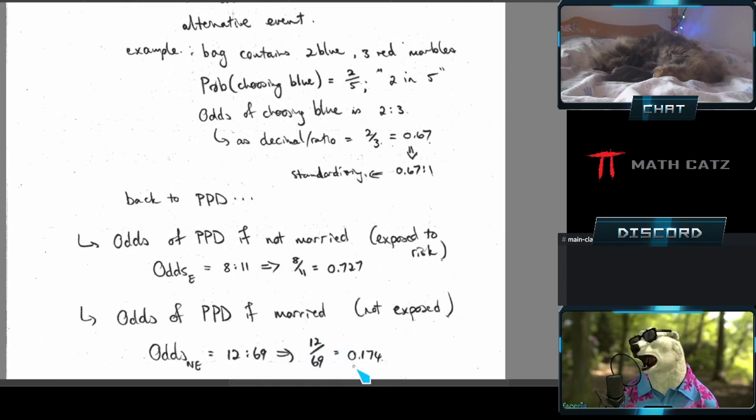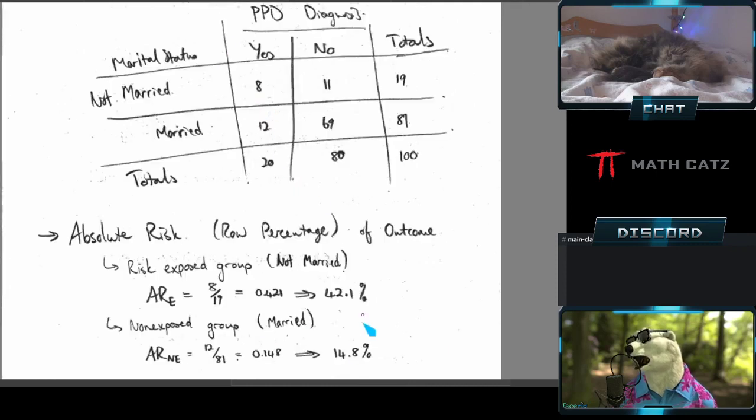Or presented as a single decimal number, 0.174. Of course, the odds are smaller because the odds are still connected very closely to the probability. They are not probabilities, technically speaking, not directly. The odds of having postpartum depression if married is 0.174. The probability is not, right? The probability was 14.8% or 0.148.